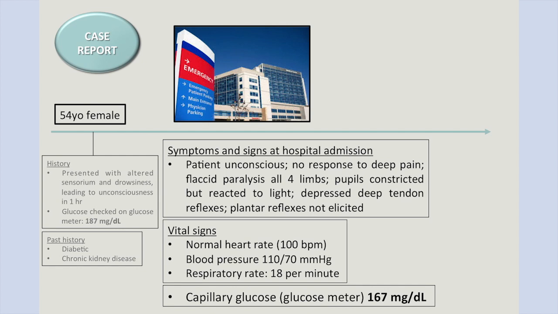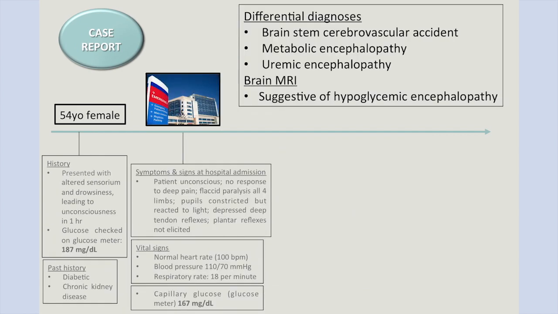A capillary glucose, and the capillary glucose was, okay, we're talking a 20 milligram per deciliter difference, but it's up there and high enough. The differential diagnosis for this patient was brainstem CVA, metabolic encephalopathy or uremic encephalopathy. But they also ordered a brain MRI, and the results were suggestive of a hypoglycemic encephalopathy. And so they're going, what the heck? I've got a 187, and this is a huge disconnect. What in the world is going on?